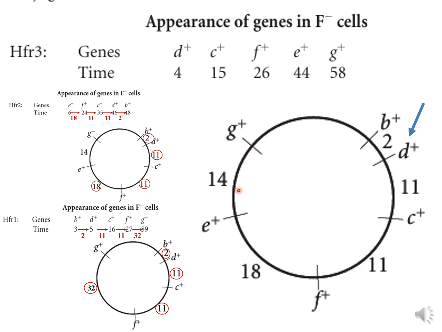Fine? और इसको अगर हम calculate करेंगे the distance between D and C. So this is the first gene to appear and the second gene is C. Upon calculating the difference, 11 is identified. So yes, this is the one which was verified for HFR1 and 2 as well. Then for the second one, C and F, the difference is 11 minutes. Again, verified.